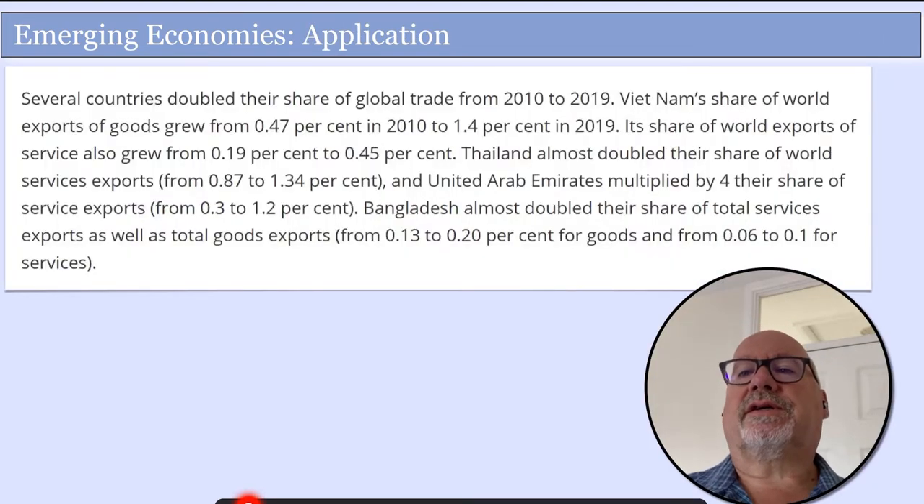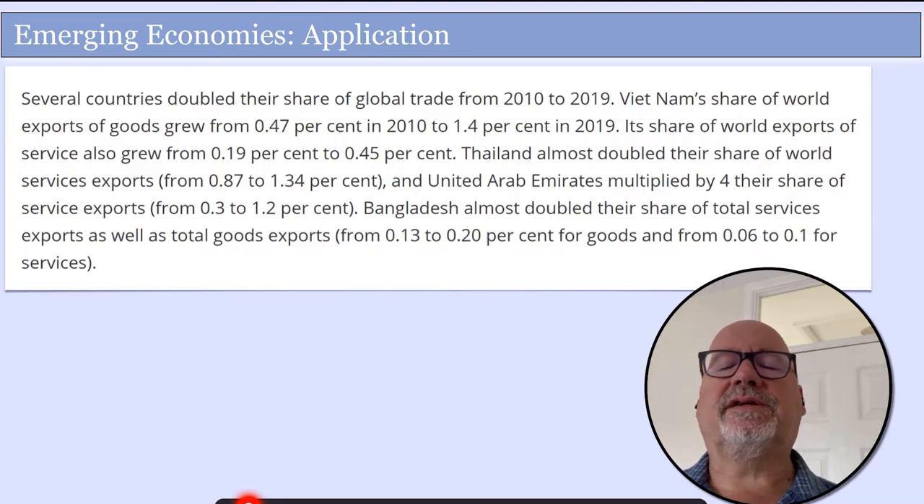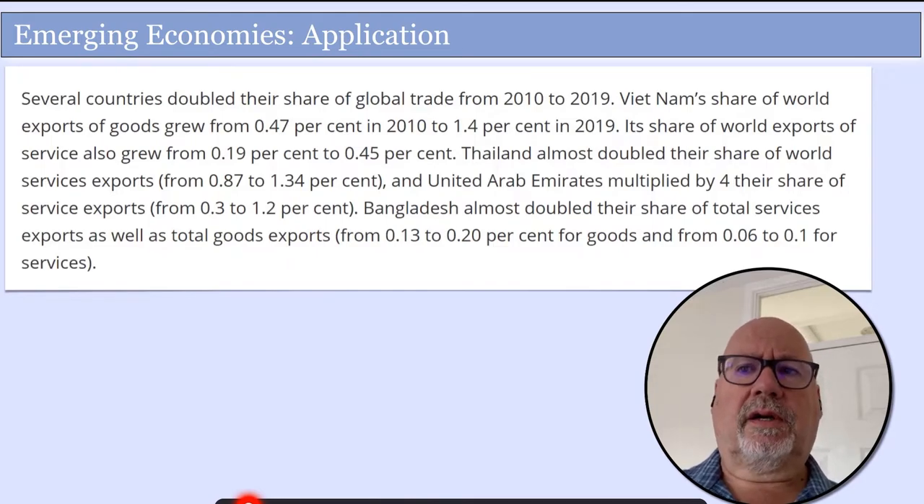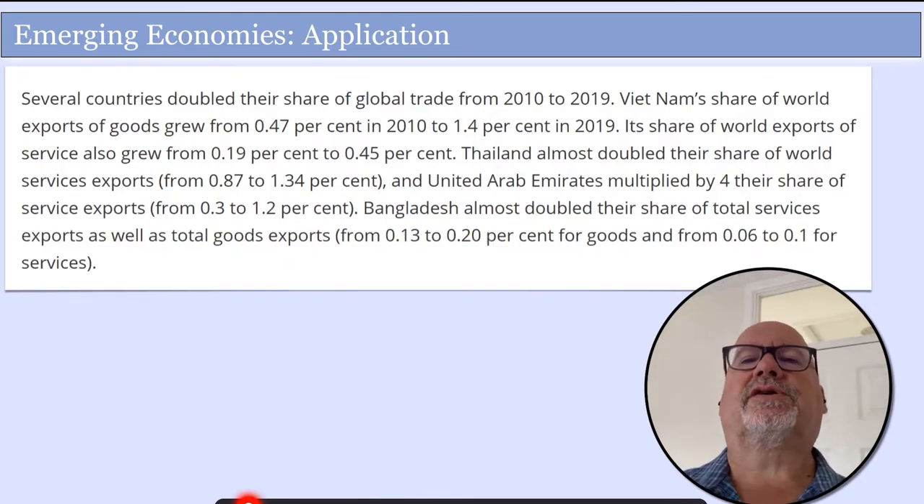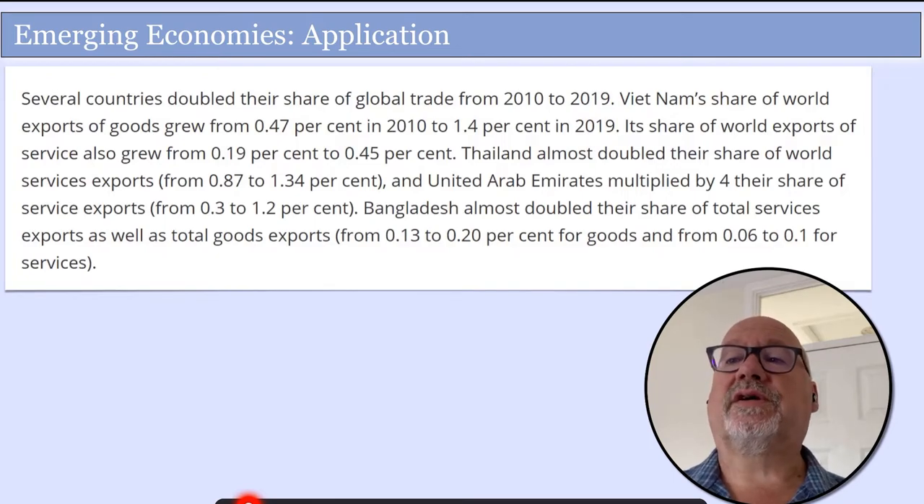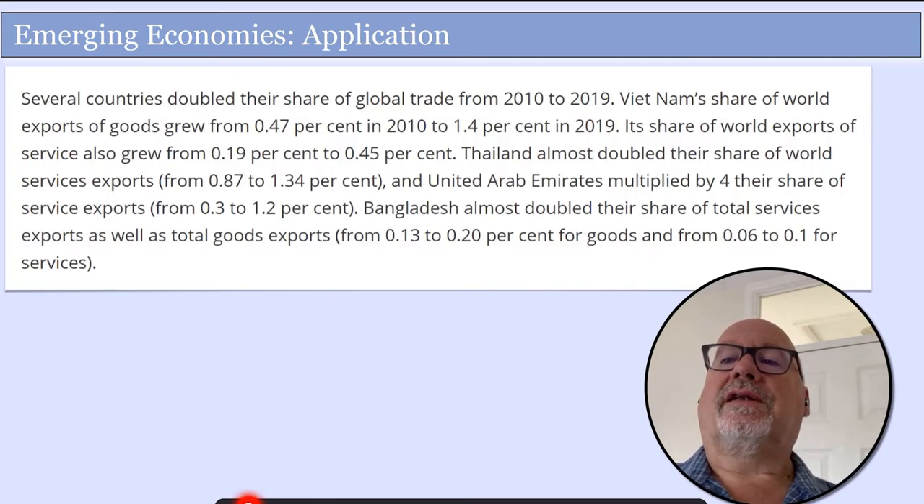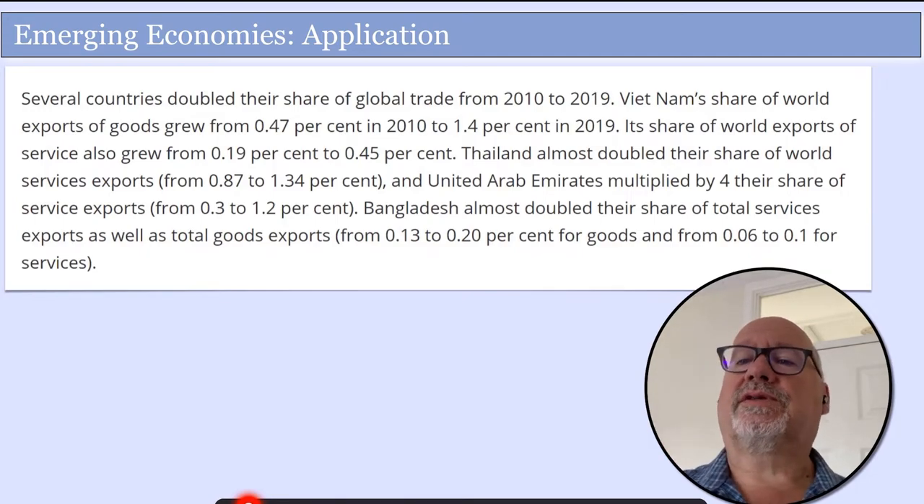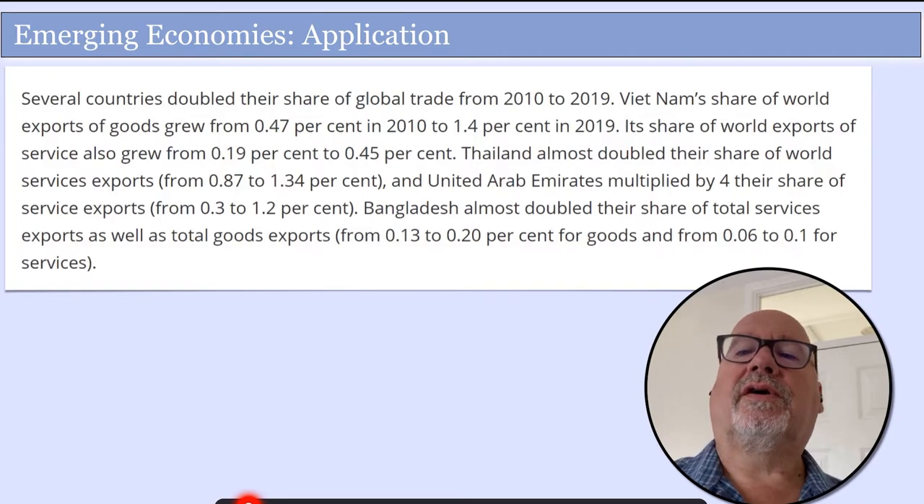Some application, let's give you some ideas. Vietnam, a fascinating country to research, particularly after the war with America. How is it that they've become such a vibrant, strong economy? Well worth researching that. But between 2010 and 2019, their share of world exports grew from 0.47 to 1.5%. Services grew. Thailand doubled their share of world services. The UAE multiplied by 4 times. Bangladesh doubled share of not only services but goods exports.